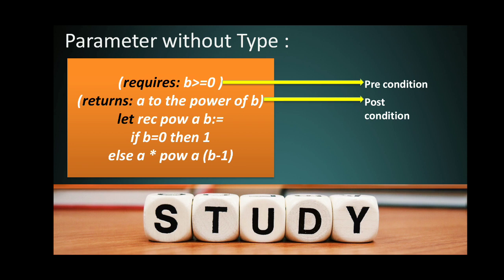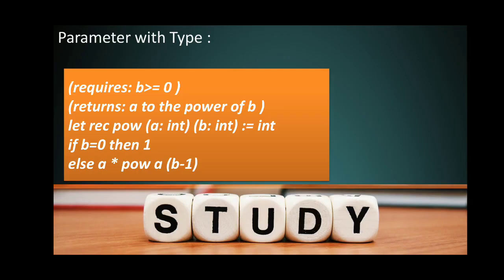So here we never mention the data type of the parameters and the return type of the function explicitly. It is called a parameter without type. Next, with type. Here we are mentioning the data type within parentheses. This is called function annotation. When we want to mention the type of the parameter and the return type, we need to give it within parentheses. This is called function annotation. Here a and b parameters are denoted as integer data type.